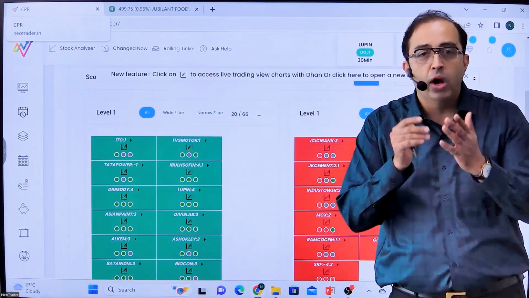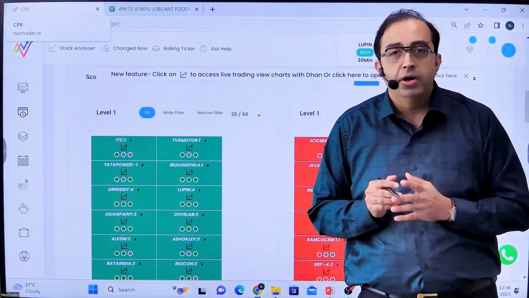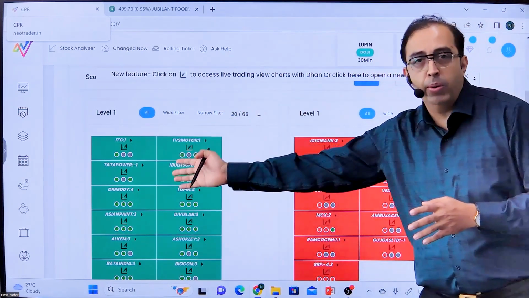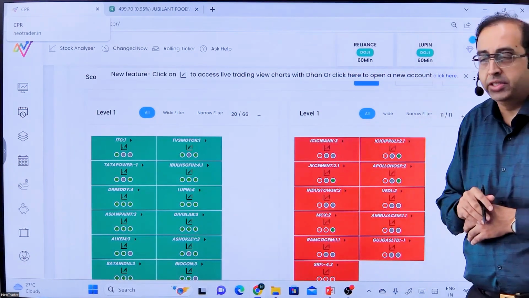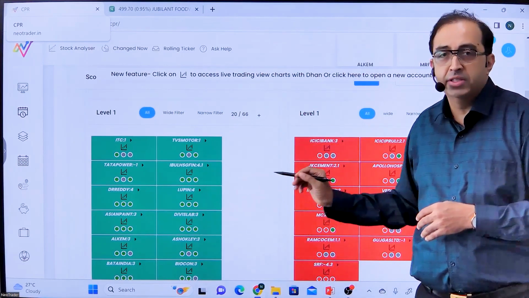So where do you have to trade? All the Neo traders have to concentrate on a level 1 trade on the buy side or a level 1 trade on the sell side. That is how we have designed it.